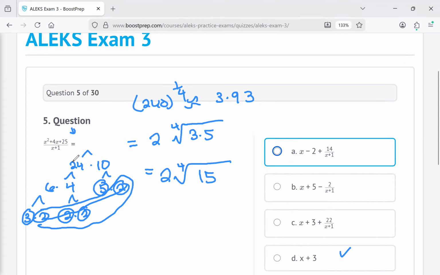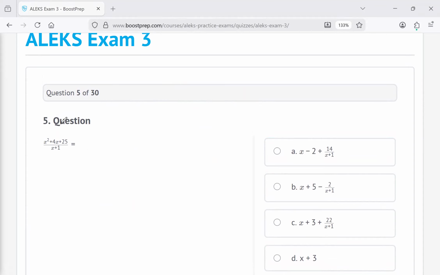Okay, question 5, we have some kind of factoring rule. So factoring, we have this rational function, x squared plus 4x plus 25, and somehow we are supposed to simplify it. So this is what we're gonna do. Can we factor this at all? So look at the numerator, x squared plus 4x plus 25. I don't think we can factor this. This is why it cannot be factored.